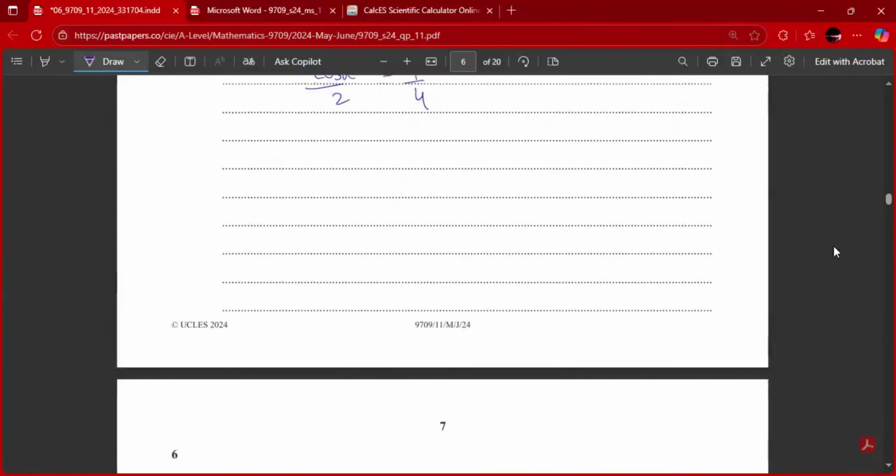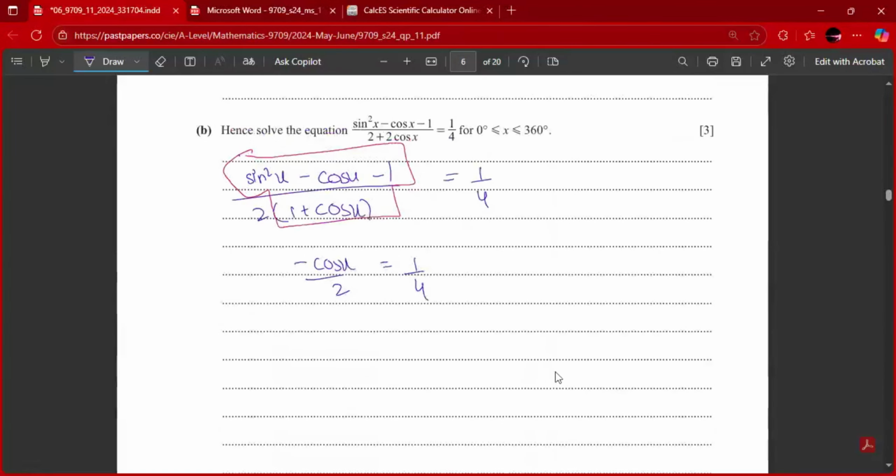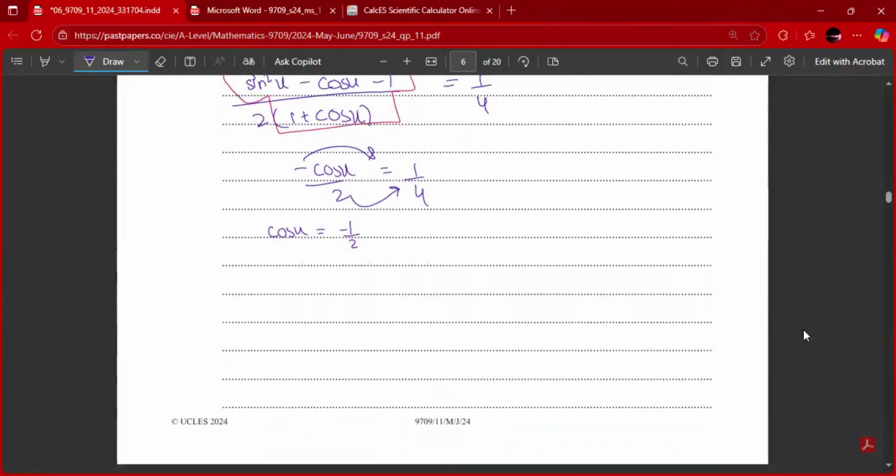Now, how much space do I have? Okay, I have less space. I need to use it wisely. Okay, cos x is equal to negative 1 over 2. Like, just moving this here and this here. I know I'm using shortcuts, but it's fine.